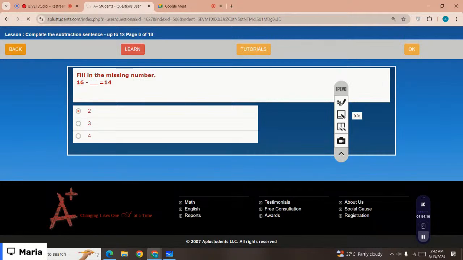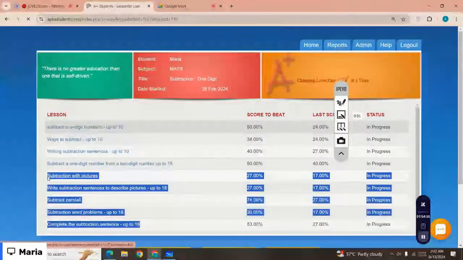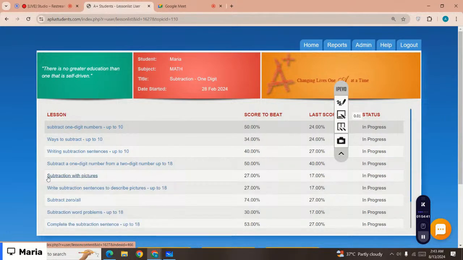So here we are working on the grade 2 math. The chapter we're working on is subtraction. What we have covered today are subtraction pictures. We have started with our lesson. Pictures, write subtraction sentences to describe pictures up to 18. Subtract 0 and all. Subtraction word problems, and then complete the subtraction sentence up to 18. So please make sure before the next session you complete all the practice questions for the lessons we just did. That is your homework until next session.